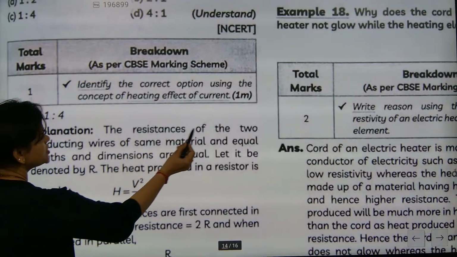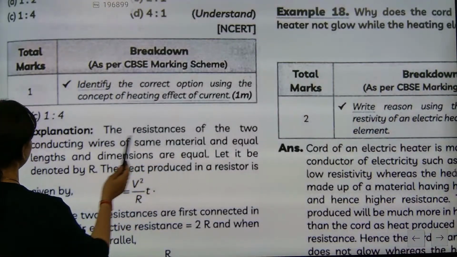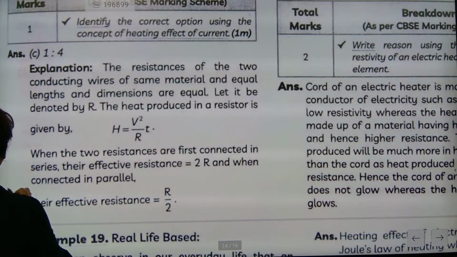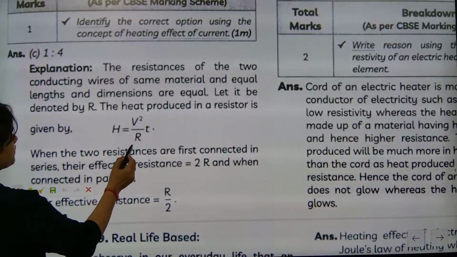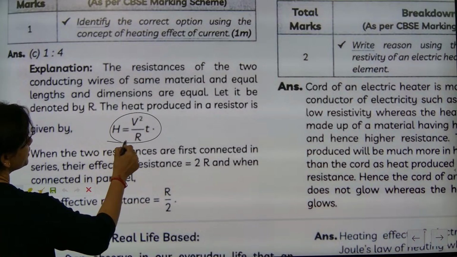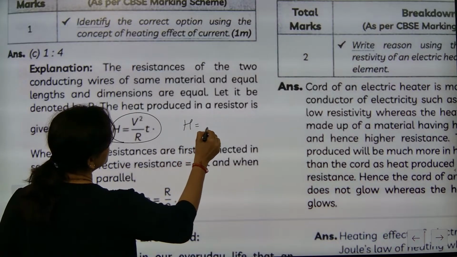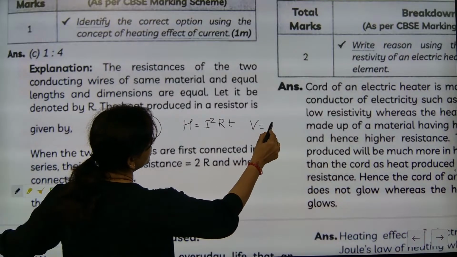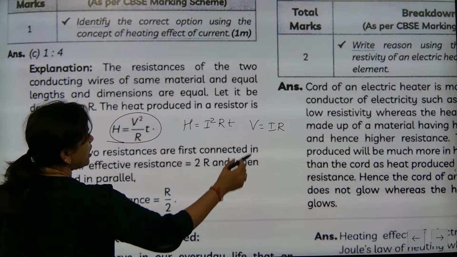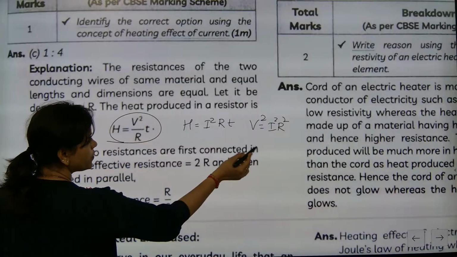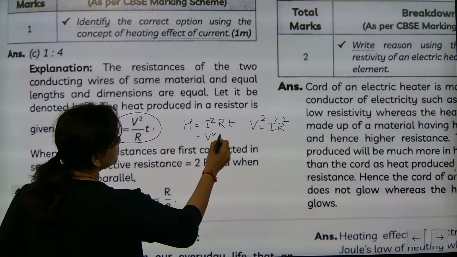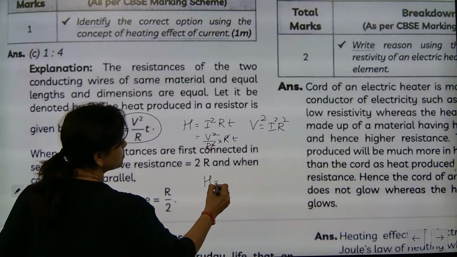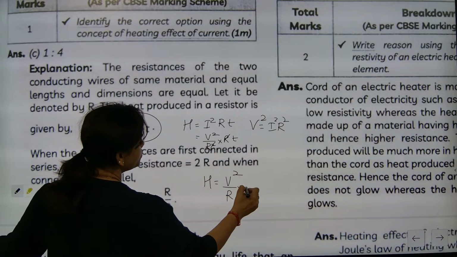Let's check. The resistances of the two conducting wires of the same material and equal length and dimension are equal. Heat H is equal to I square RT. But here, instead of I, we need it in terms of resistance. We know V is equal to IR, so I square becomes V square by R square. So H is equal to V square by R square into R into T, this R cancels, and H is equal to V square by R into T.